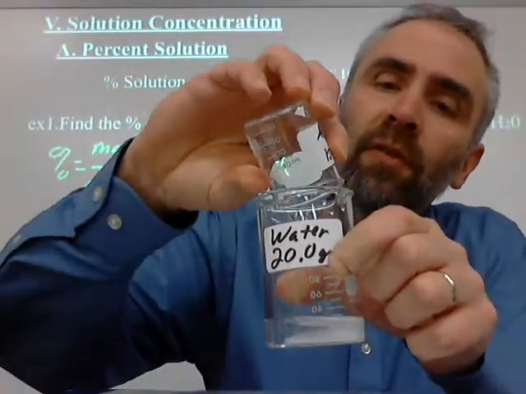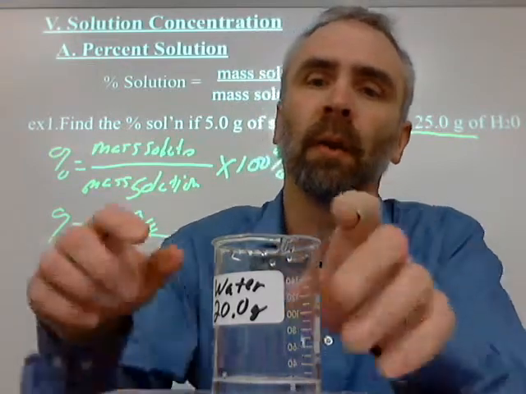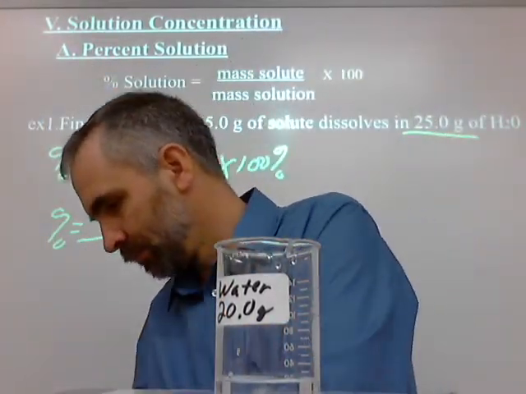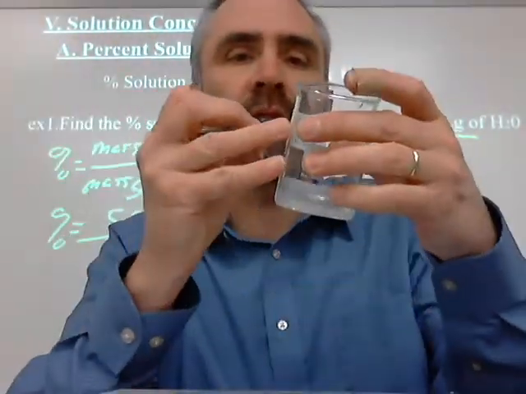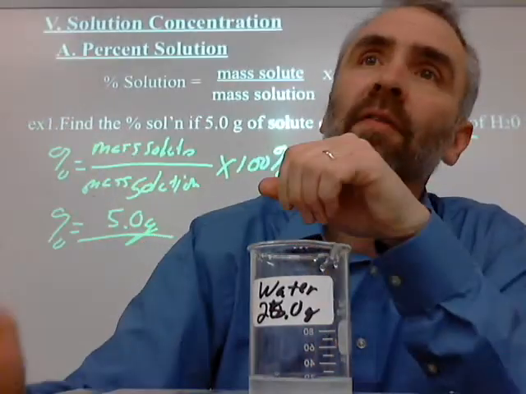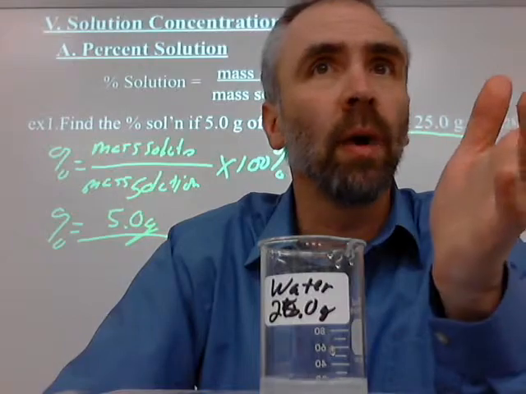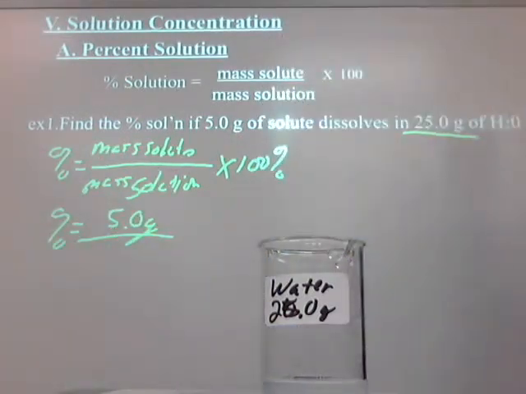When I put these two together and put them on a scale, it doesn't weigh 25. Oh, by the way, it should be 25 there, shouldn't it? It was 25 of water, but I just added 5 grams of salt to it. Now, if I put it on a scale, how much is it going to weigh? 30. So don't forget to divide by the mass of the solution.